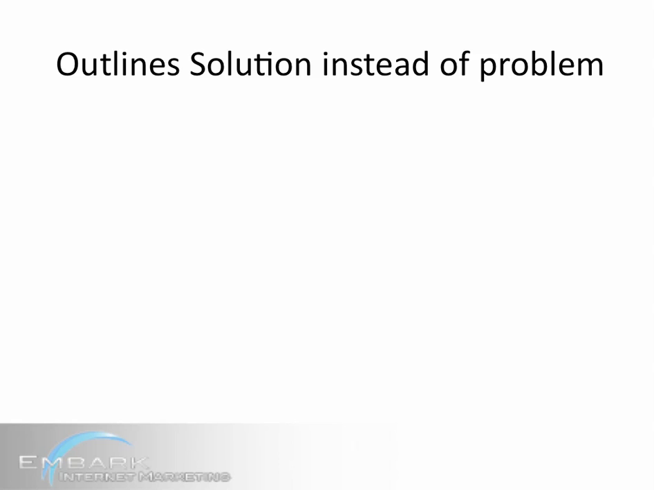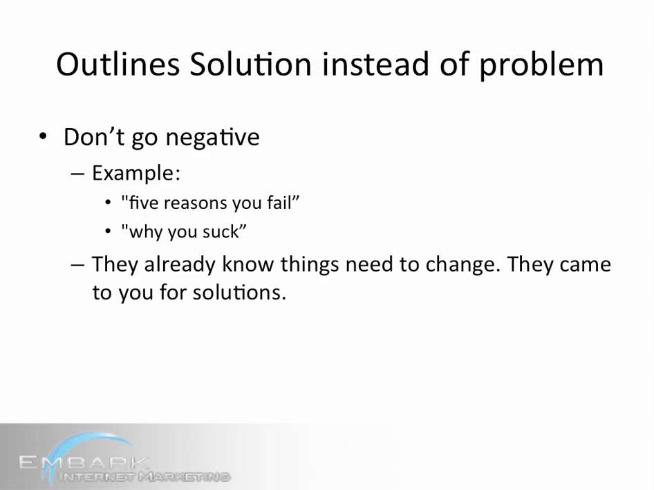So you have to outline solutions instead of problems. Here's what I'm talking about. Don't go negative. An example of this would be a lead magnet of an ebook on 5 reasons you're failing. 5 reasons you're not making it happen. Basically, here's why you suck. The thing is, they already know things need to change. Your audience, your prospect, would not be looking for answers if they didn't know there was a problem. So don't beat them over the head with something obvious. It's kind of rude. They already know it needs to change, and they came to you for those solutions.